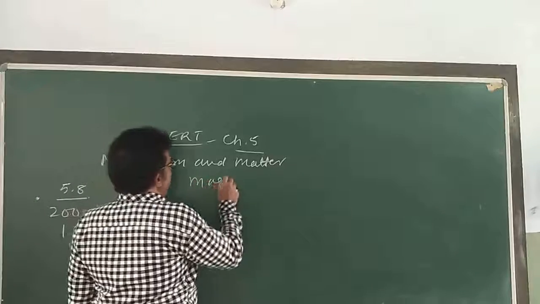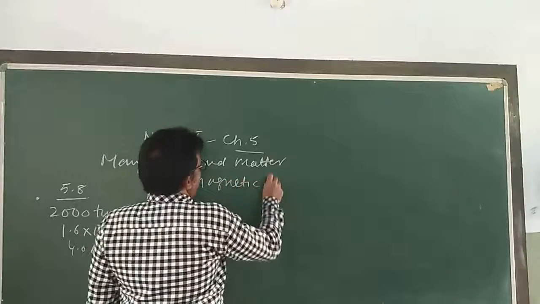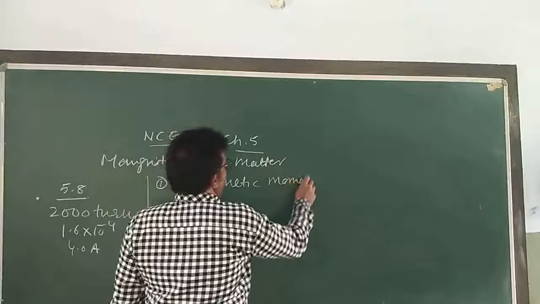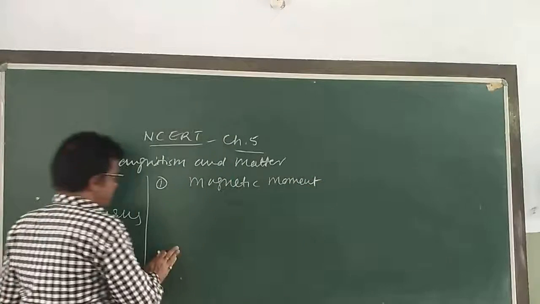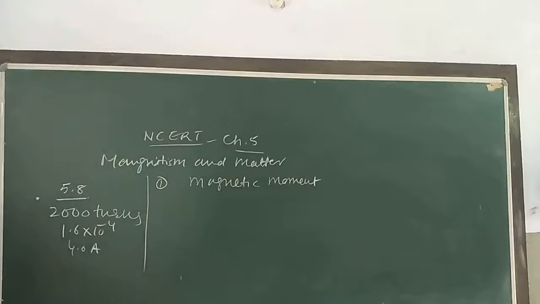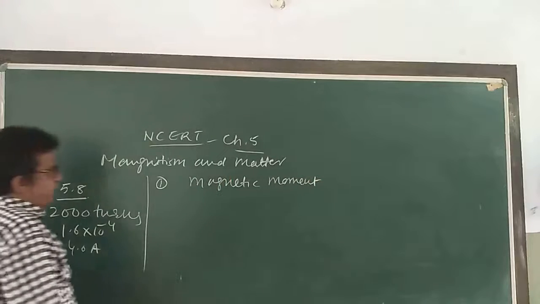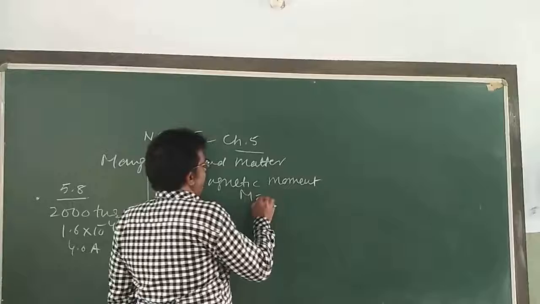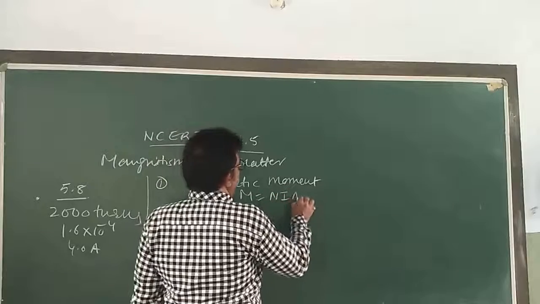The magnetic moment associated with the solenoid. Dear children, again use the same formula that we had used earlier. M is equal to NIA.